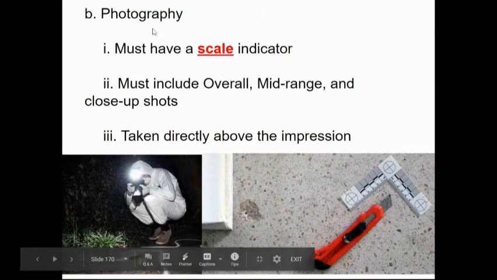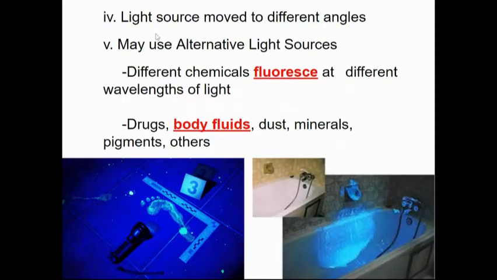Okay, so we talked about all that during photography. We're going to use different light sources from different angles that are going to help us get the best view of what we're looking at. We may use different chemicals that fluoresce or glow at different wavelengths of light. We talked about that this year. So different things might give off a fluorescence, such as drugs, body fluids, different minerals, different pigments.